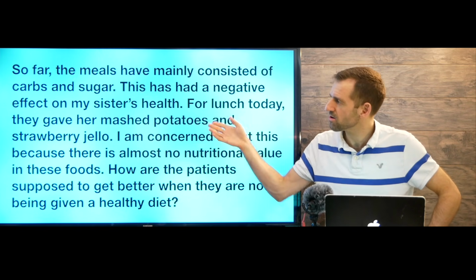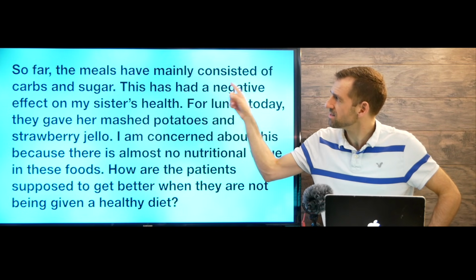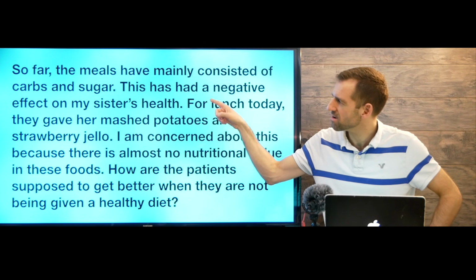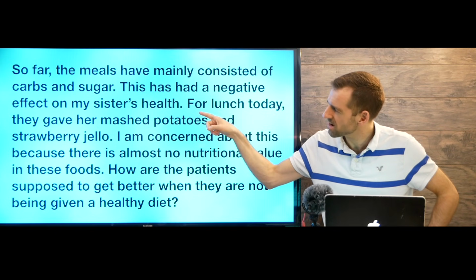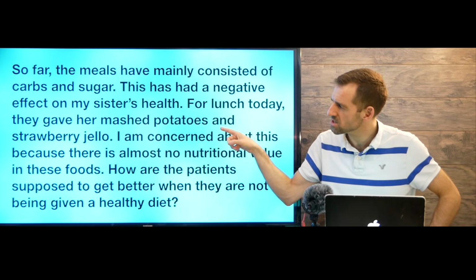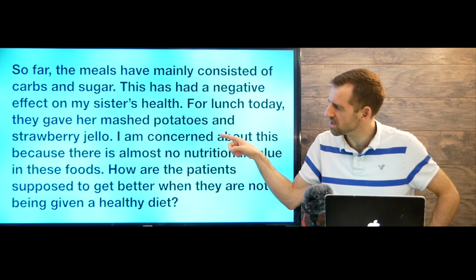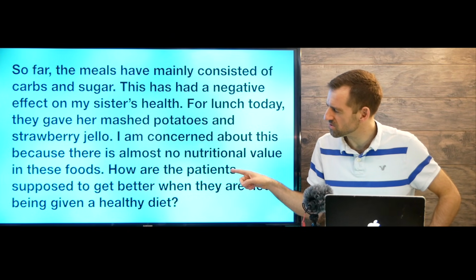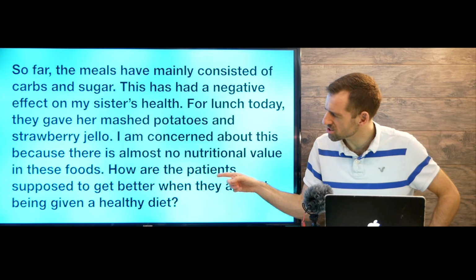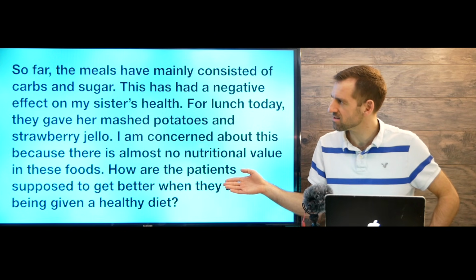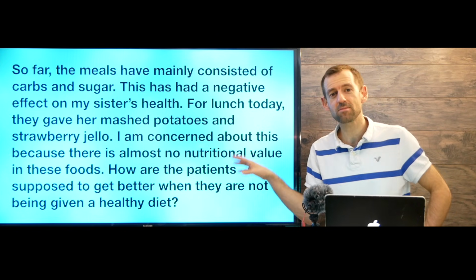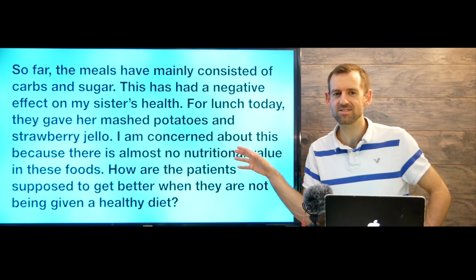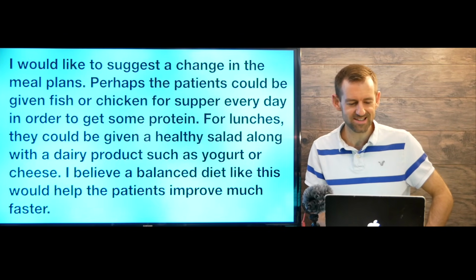Then, second paragraph. So far, the meals have mainly consisted of carbs and sugar. This has had a negative effect on my sister's health. For lunch today, they gave her mashed potatoes and strawberry jello. I'm concerned about this because there's almost no nutritional value in these foods. How are the patients supposed to get better when they are not being given a healthy diet? So I'm following my 12-sentence model pretty closely in this example.